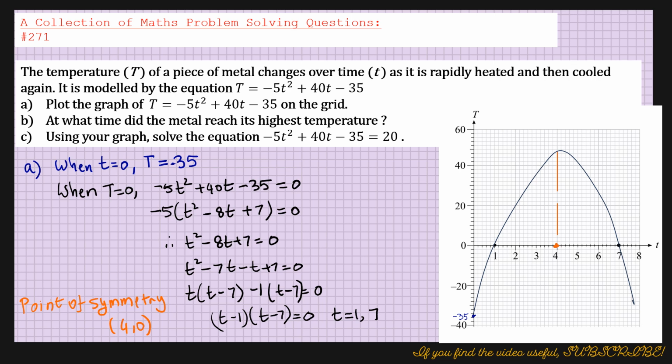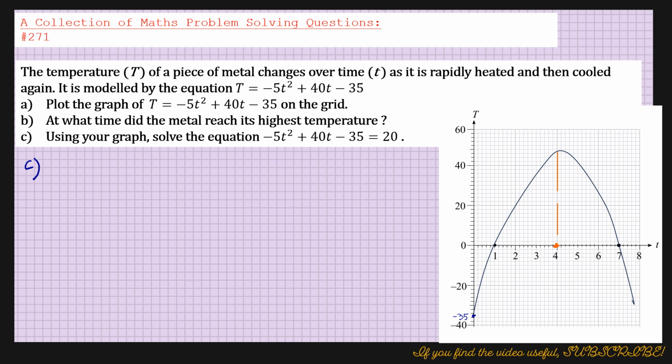In part B, we are asked at what time the metal reached its highest temperature. Obviously it would reach its highest temperature at t equals 4, because that's the vertex. That's t equals 4, and with that done, we move on to part C.